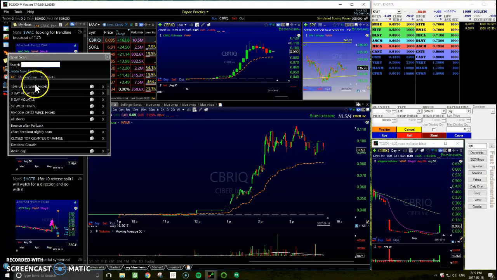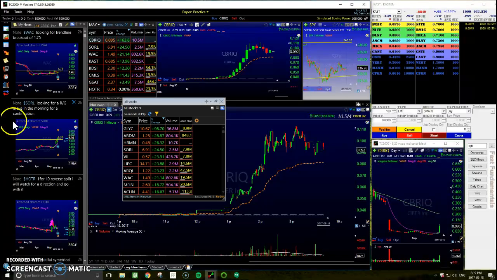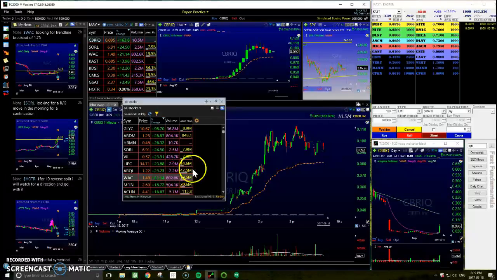Another scan that I have is all stocks. And this is going to tell you, again, all of the top percentage gainers, float or not. Now, you can put on float in a separate column.